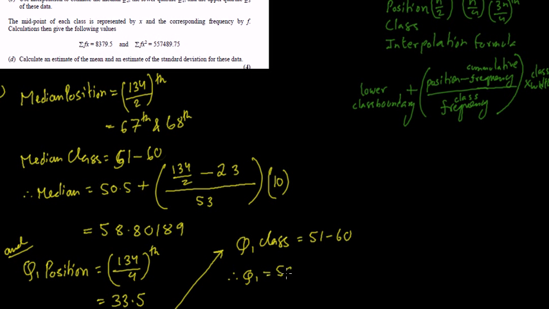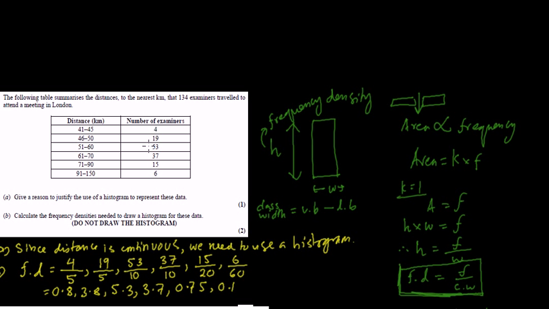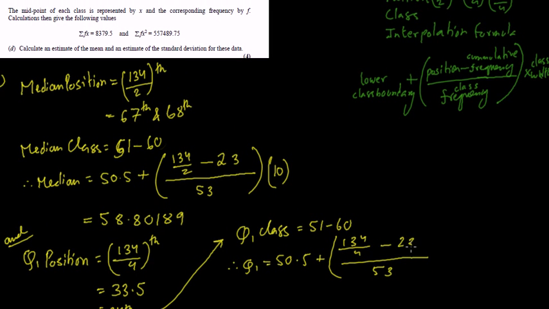Lower class boundary is 50.5 plus position 134 divided by 4, divided by frequency of that class, same as before, 53. Total frequency up to that class, so 9 plus 19 plus 4 is 23. And class width, upper minus lower, 60 minus 51 is 9 plus 1 is 10.